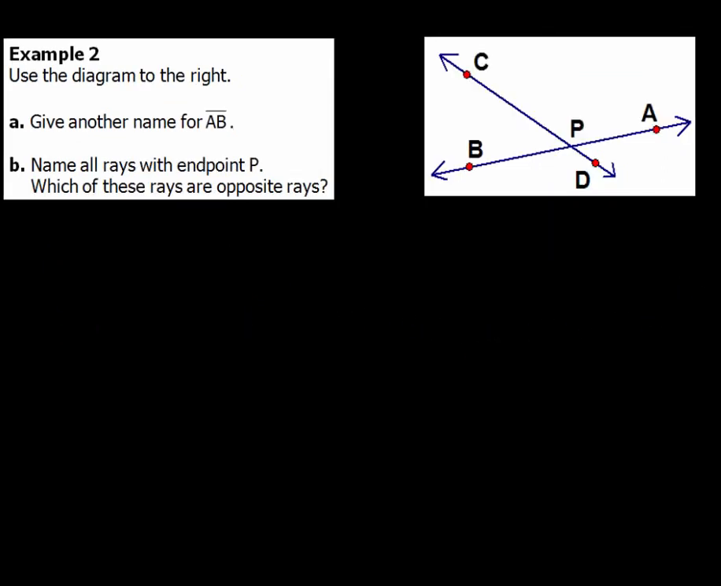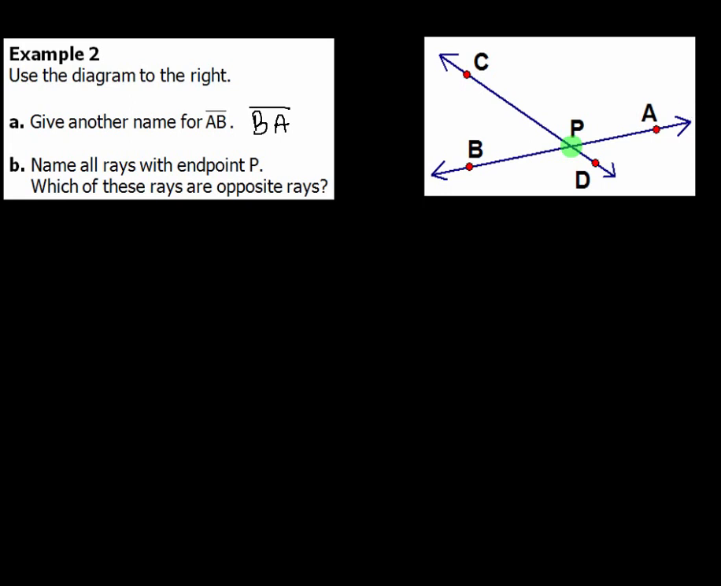Now moving on to example 2 using this diagram, part A just says go ahead and give us another name for segment AB. So that's just going to be segment BA. So you can write that out in words, or you can just annotate that symbolically with the B first and then the A second in the bar above it. Now part B says name all rays with endpoint P. So endpoint P is right here. Which of these rays are opposite rays?